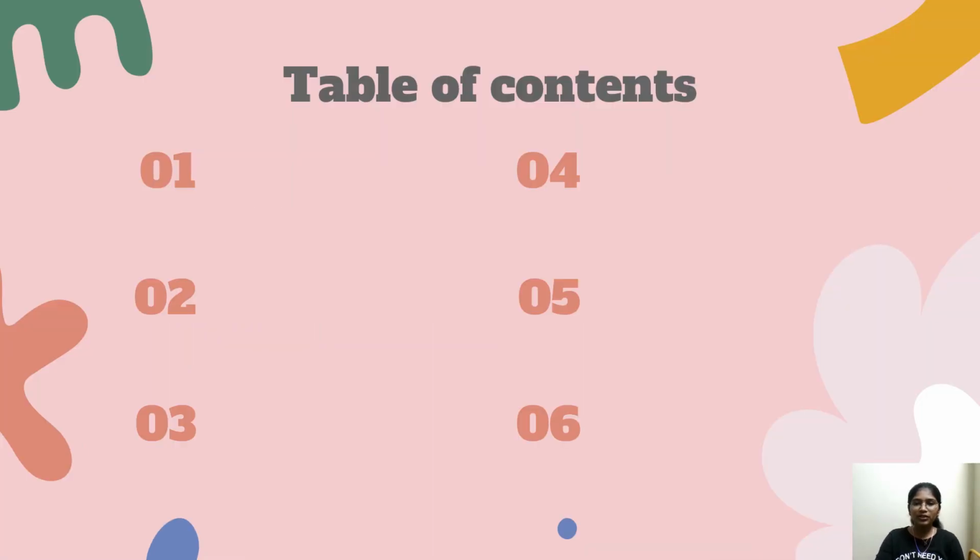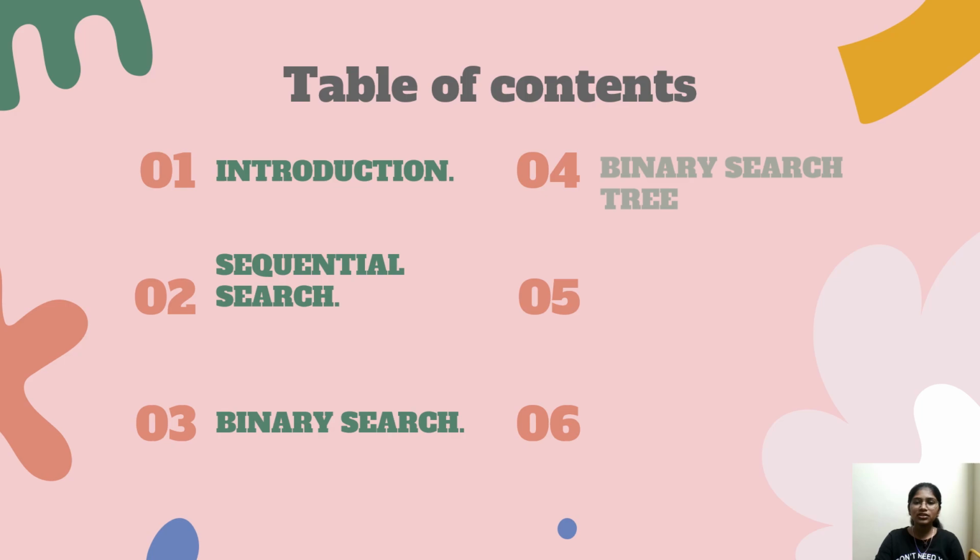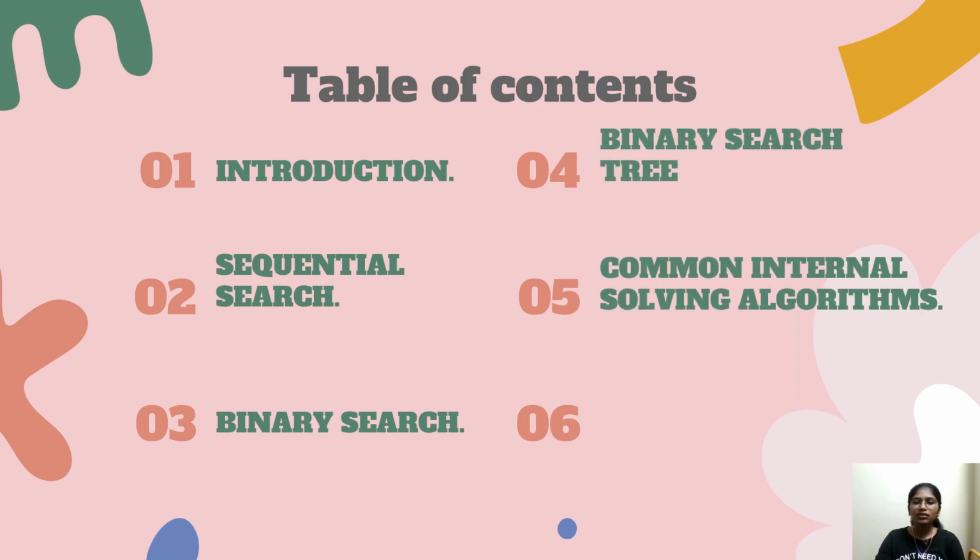Before going to our main topic, let us discuss the Table of Contents. First, introduction. Second, sequential search. Third, binary search. Fourth, binary search tree. Fifth, common internal sorting algorithms. Sixth, conclusion.